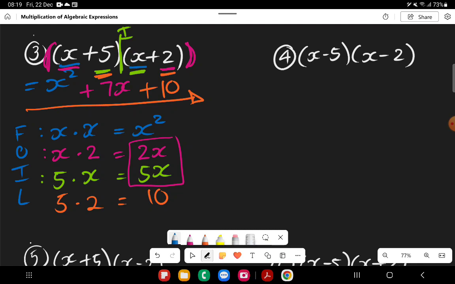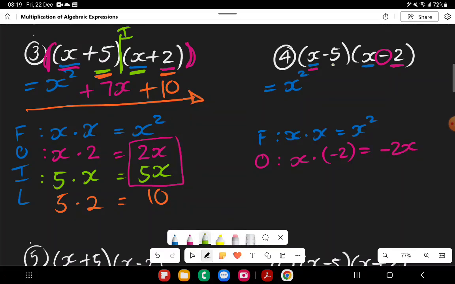So again, we're going to do FOIL. So we're going to say first with first. X times x gives me x squared. I can write that down. Now I'm going to say O for outer. Outer times outer. Notice this negative sign. So it's going to be x times negative 2, which gives me negative 2x. Now I want to do inner, which is going to be, notice the negative sign, negative 5 times inner over here is x, which is going to be negative 5x.